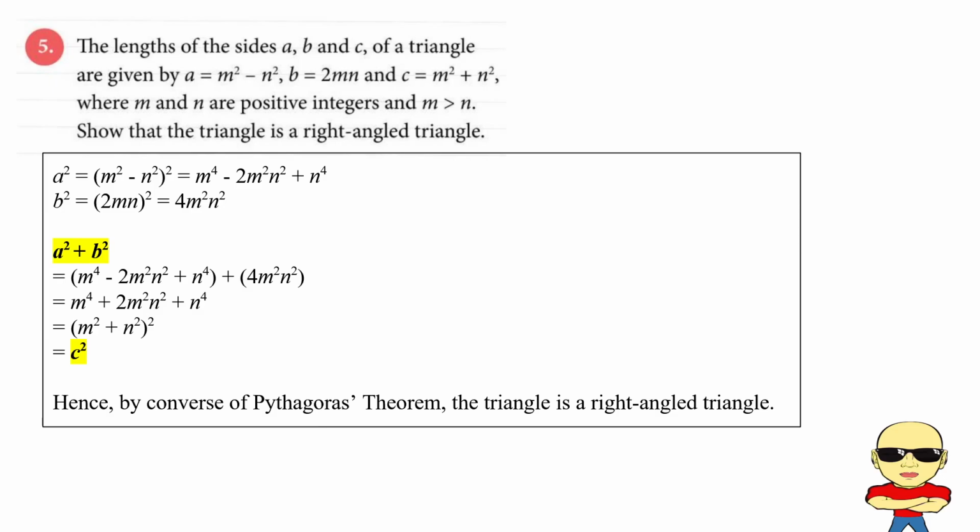Therefore, when we add them up together, we have m^4 minus 2m square n square plus n^4 plus 4m square n square. And that gives us m^4 plus 2m square n square plus n^4. Now we will factorize this. We will realize that it's m square plus n square, bracket squared. So this gives us c squared. Therefore, by the converse of Pythagoras Theorem, we have proven that a square plus b square is c square. It is a right angle triangle.